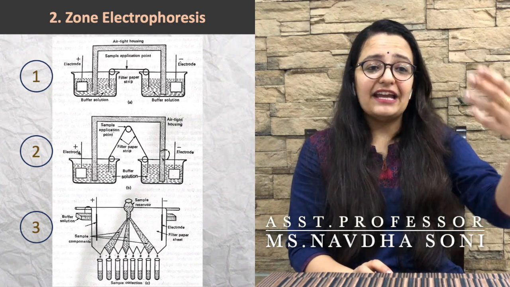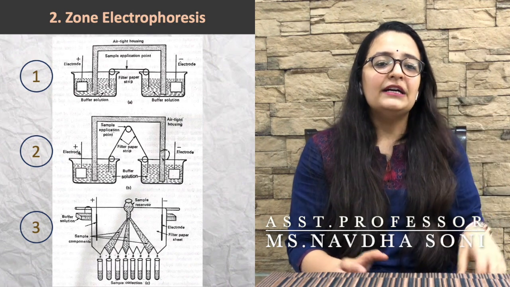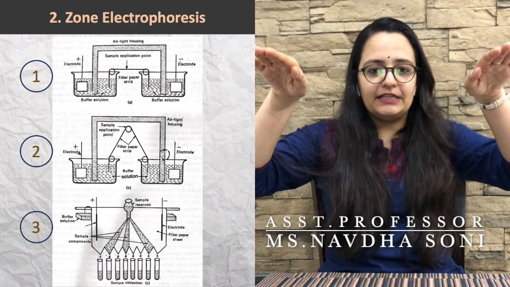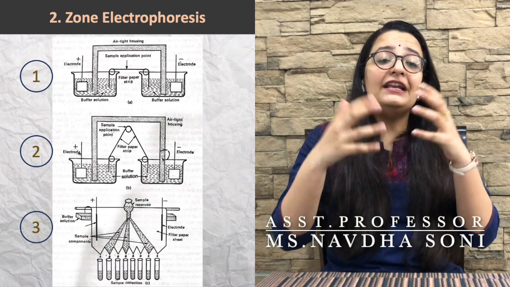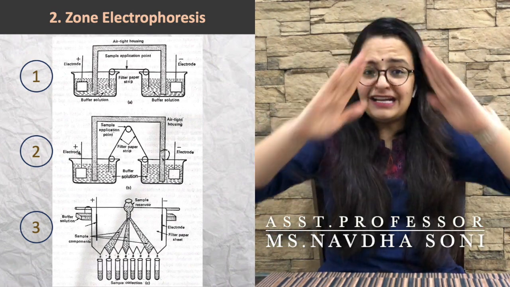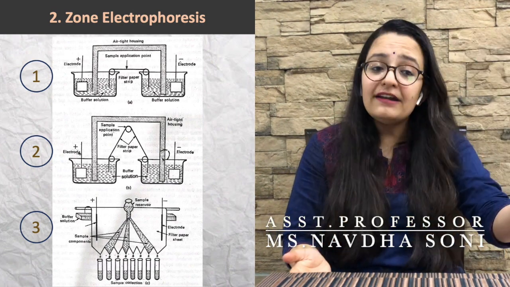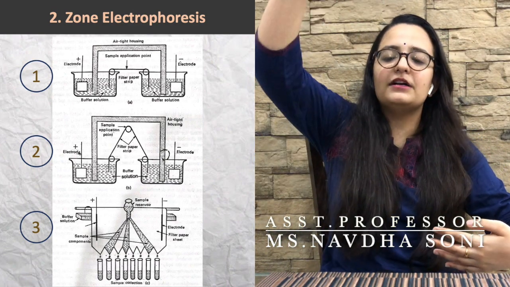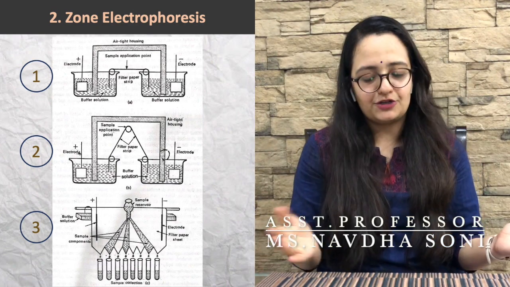Here you can see the diagrams of paper electrophoresis. In the first diagram, the paper is placed horizontally, so it is called horizontal electrophoresis, while paper strips placed vertically are called vertical electrophoresis. In the third diagram, a strip of paper is placed and the sample is applied continuously, so it is called continuous electrophoresis.